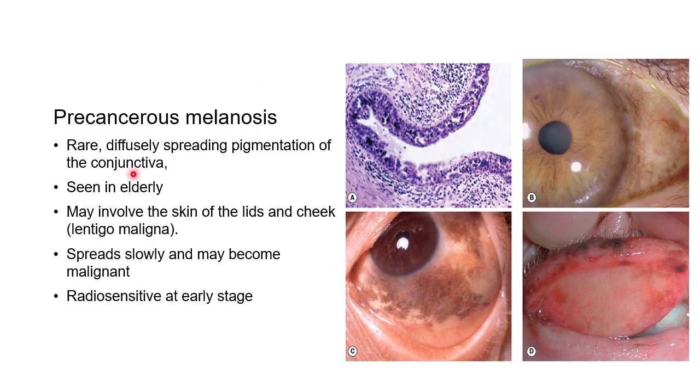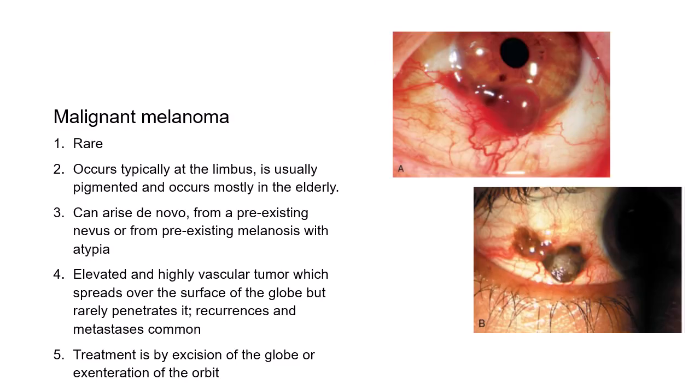Then precancerous melanosis. This is a diffusely spreading pigmentation of the conjunctiva. Now, you cannot differentiate it from a normal melanosis, but there are certain features which can tell you that a lesion is malignant. I'll be discussing them in the next few slides. So, look at this. This is an atypical type of pigmentation. It is not looking like a nevus or a normal conjunctival pigmentation, right? It is present on the lid margins, it is present on the palpebrum, it is extensive. This is seen in the elderly. It spreads slowly. It may or may not become malignant. And if detected early, it is radiosensitive. Later on, it goes on to become radioresistant.